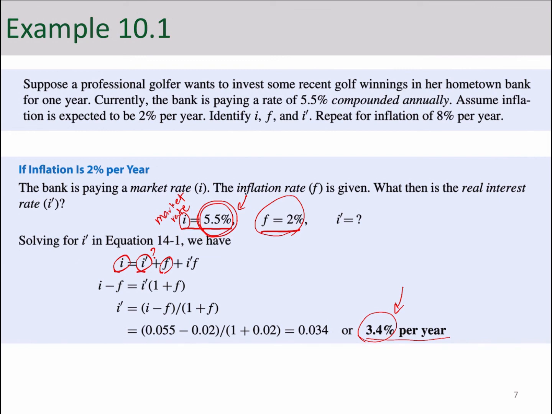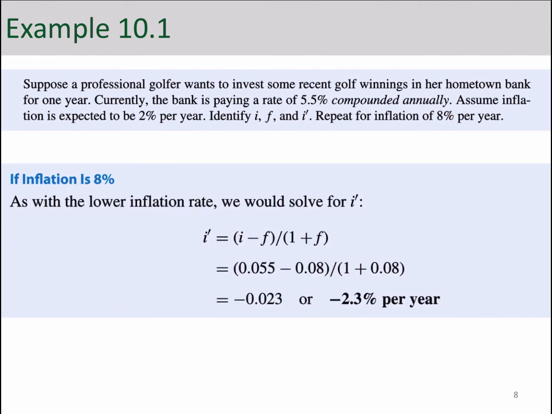Now, if we repeat this for the inflation rate of 8%, what happens? Imagine the market rate is still 5.5%, but the inflation rate is 8% now. You probably can guess that we'll end up with a negative real rate. And that's exactly what happens. When you have the inflation of 8%, your real rate will end up being negative 2.3%. Essentially, if you put your money in that account, given that inflation is 8%, you're going to lose 2.3% of your money after 1 year. So that's the real rate.